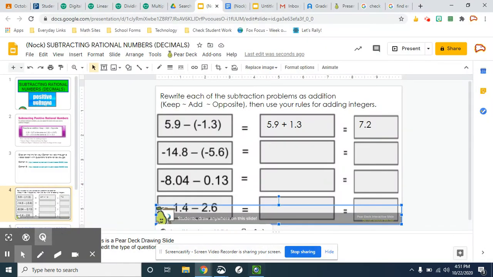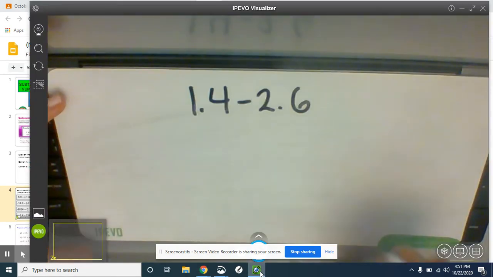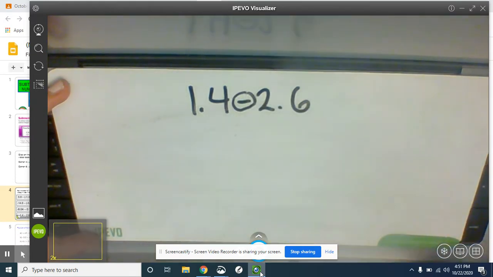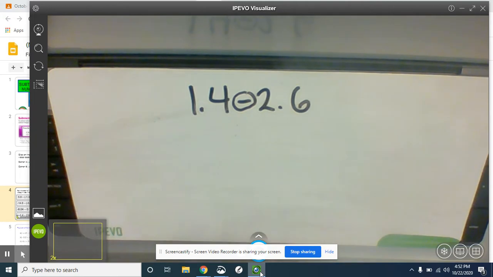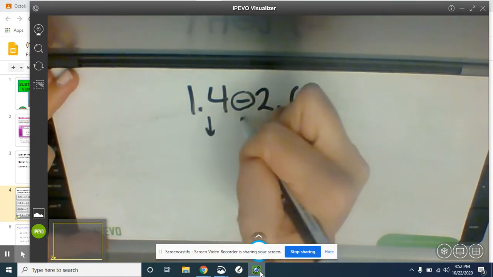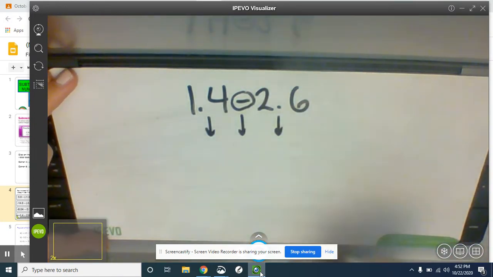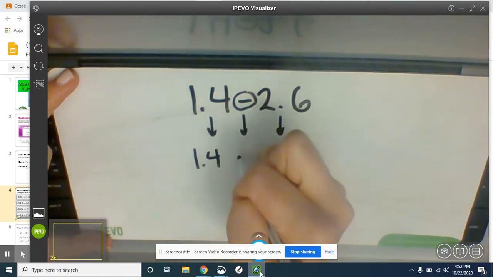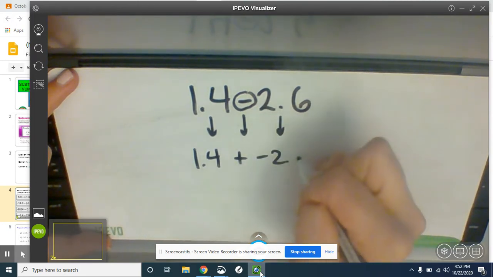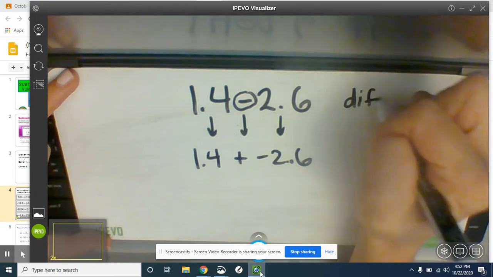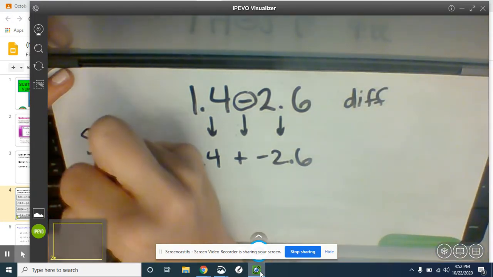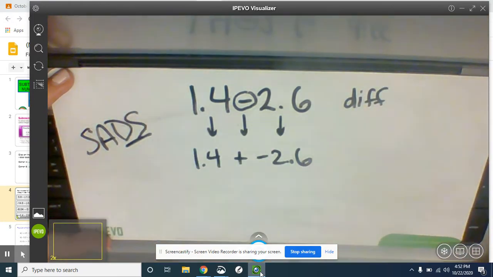All right, we're going to go over the last one on that slide. It is subtraction, so it needs to be rewritten. If it had a plus sign there, we would skip straight to, are they the same or different? Are we adding or subtracting? Is it positive or negative? But because it's subtraction, we have to rewrite it before we get to our adding integers rules. So keep, add, opposite. So here, the signs are different. So remember that acronym SADS, that means different, subtract.